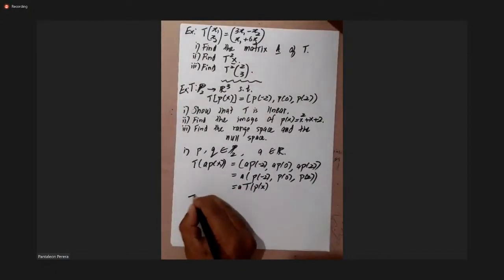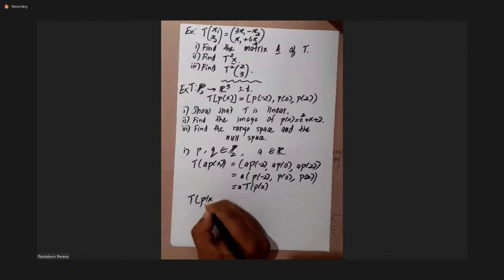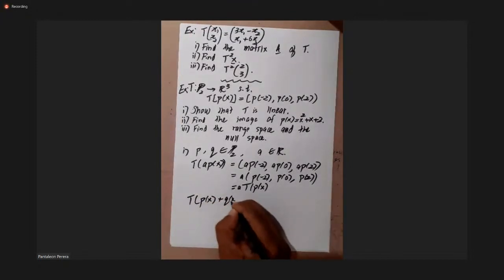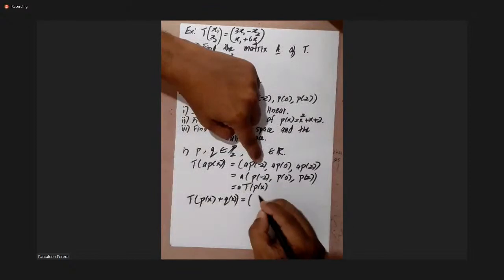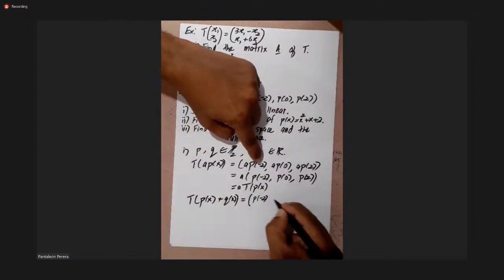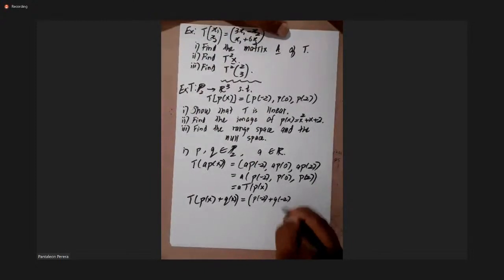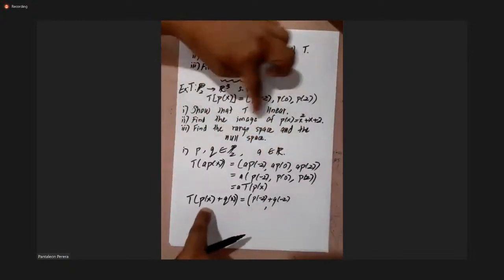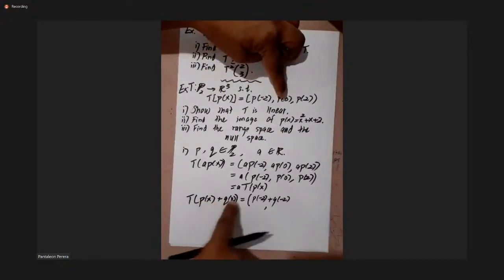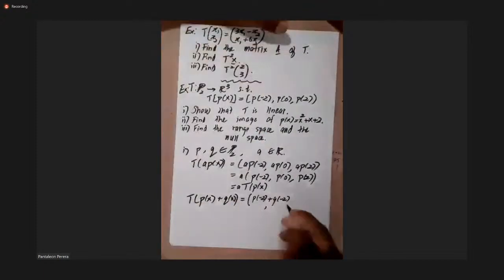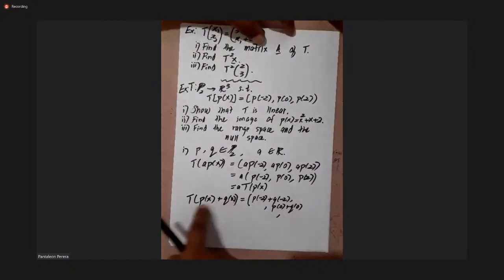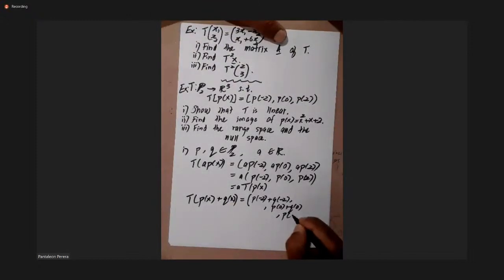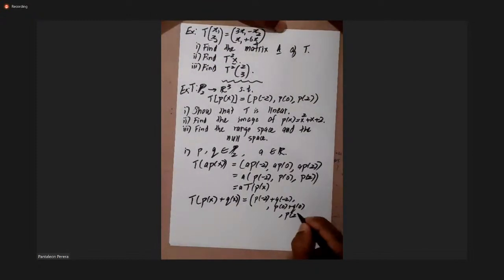Now, T of p(x) plus q(x). So first one, you substitute -2. So you get p(-2) plus q(-2). Then the next component, you substitute 0. Here you have a sum, so p(0) plus q(0). Then you substitute 2: p(2) plus q(2).